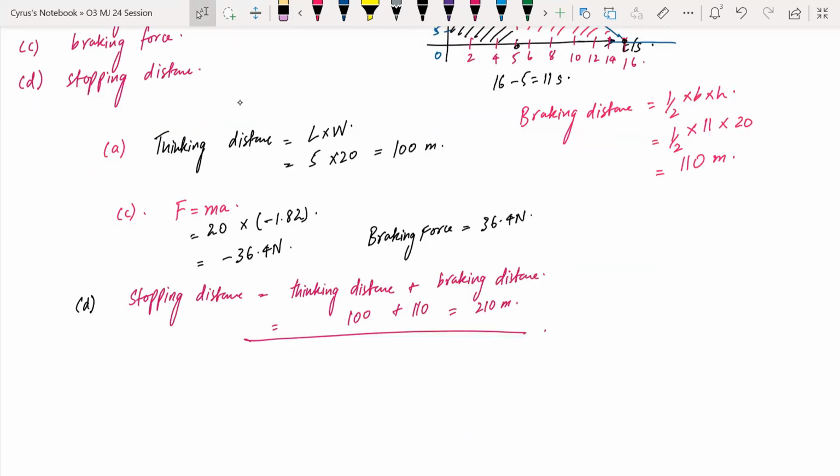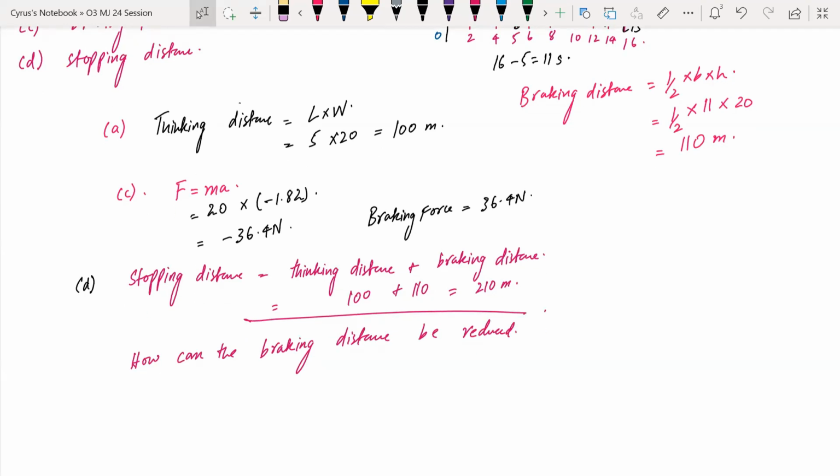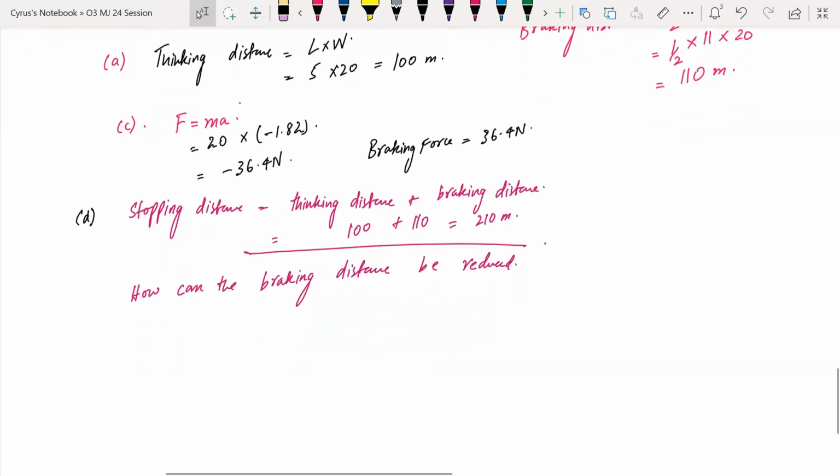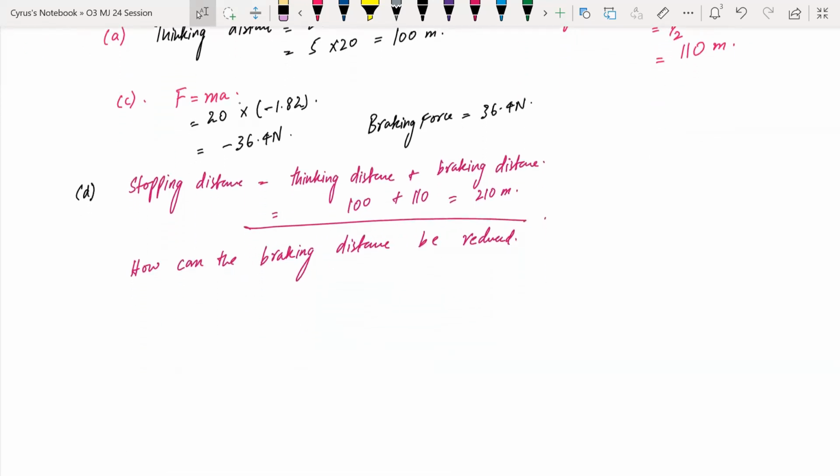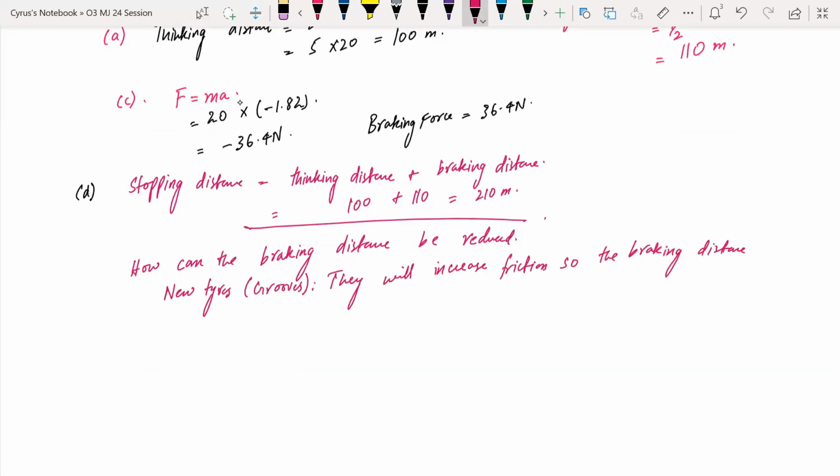अच्छा, how can the braking distance be reduced? If you want to reduce the braking distance, how can it be reduced? ठीक है, आप न्यू टायर्स यूज कर लें। न्यू टायर्स में ग्रूव्स होते हैं और वो फ्रिक्शन बढ़ाएंगे और ब्रेकिंग डिस्टेंस रिड्यूस हो जाएगी। ठीक है, वेरी गुड। You will use new tyres which have grooves and they will increase friction. So the braking distance is reduced. Obviously, since stopping distance is the sum of thinking distance and braking distance, stopping distance will also reduce.